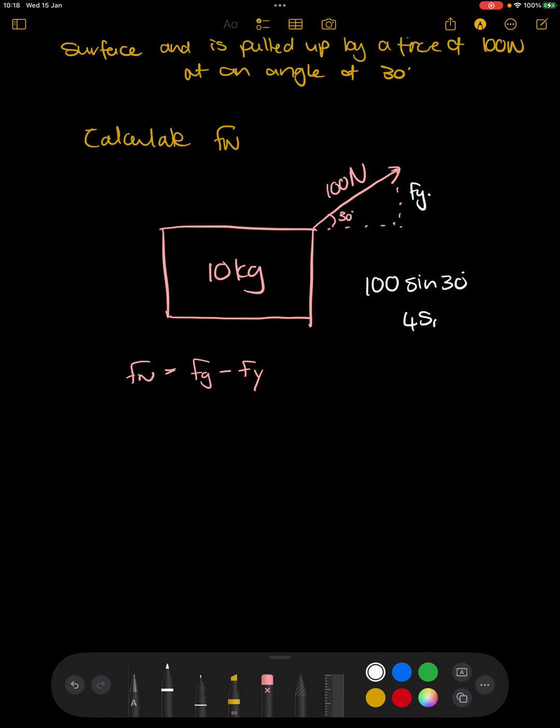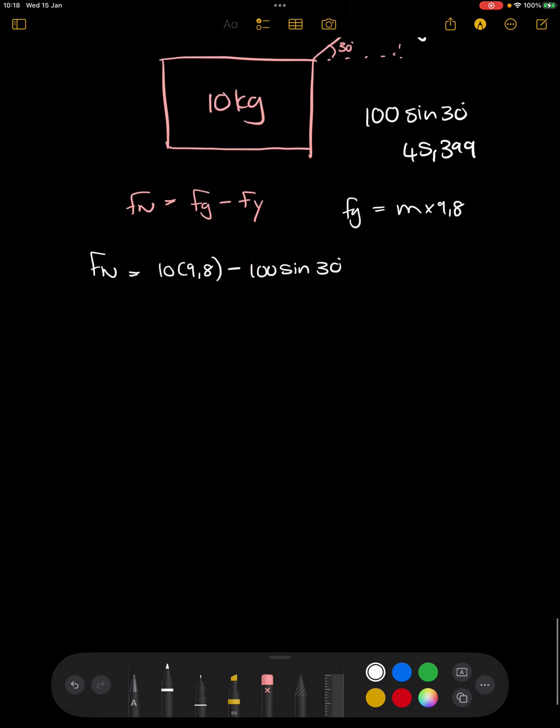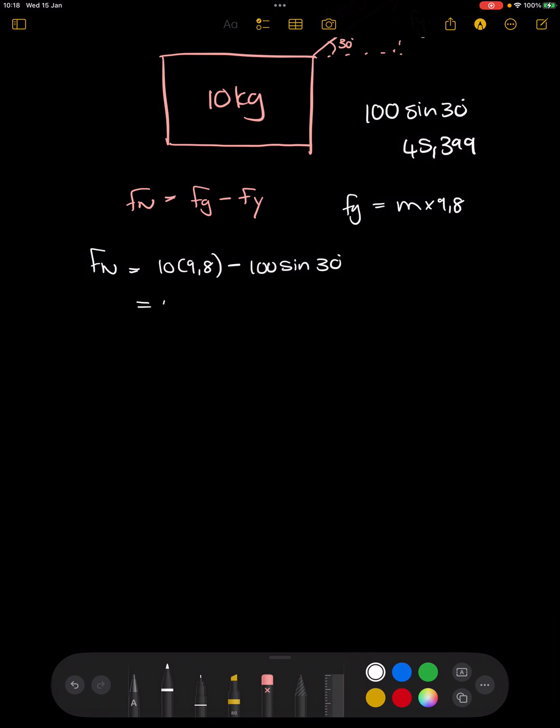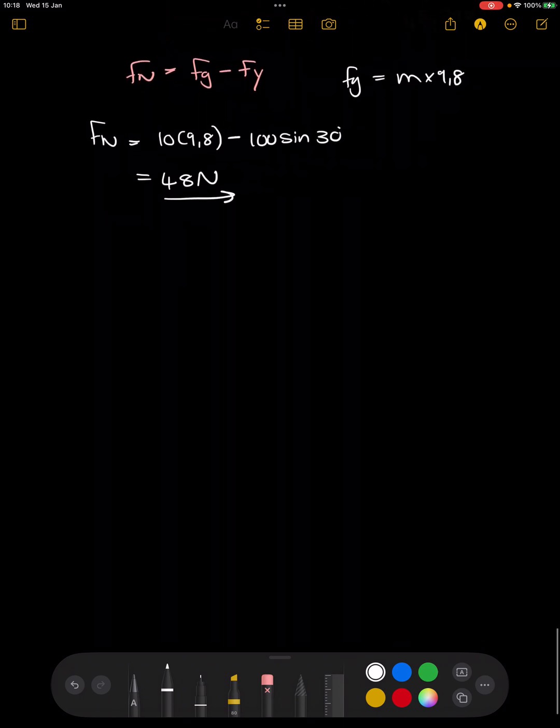And I get 45,399. Remember, we don't round off in sines up until the last step. So I'm going to write that over there. And then my Fg, remember my Fg is equal to my mass times 9,8. So let's write down the equation for this. And there's my normal force. Right, let's have a look at another one.